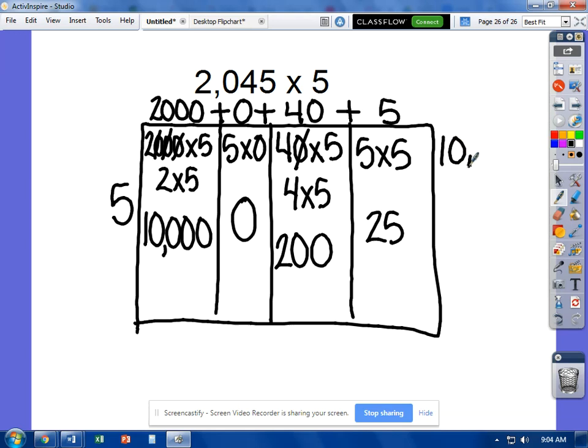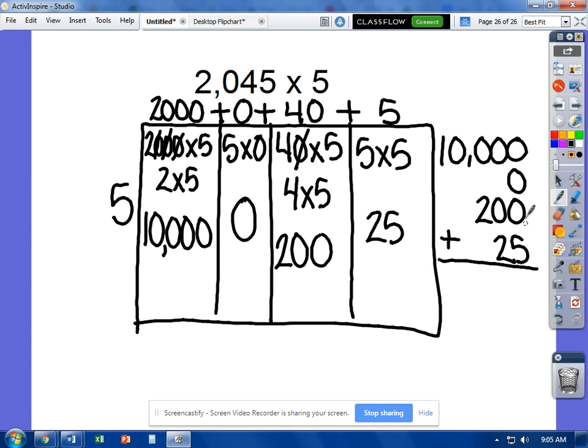So I have 10,000. I have 0, 200, and 25. I'm going to double check and make sure that I have all of them over here just to be safe. 10,000, yep. 0, yep. 200, yes. And 25. And now I can add them up.